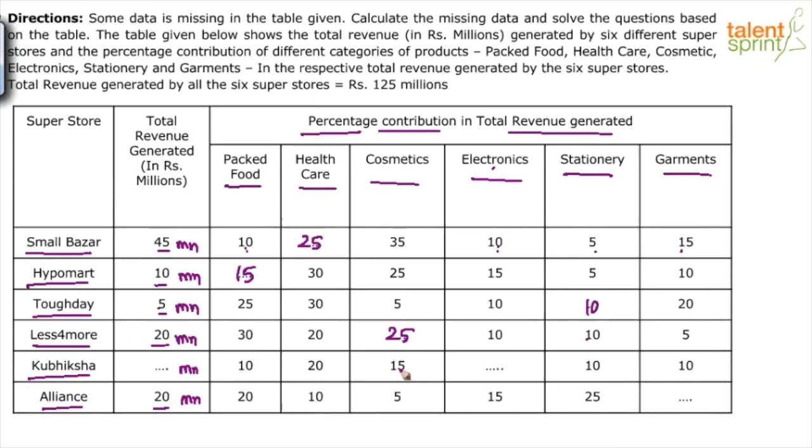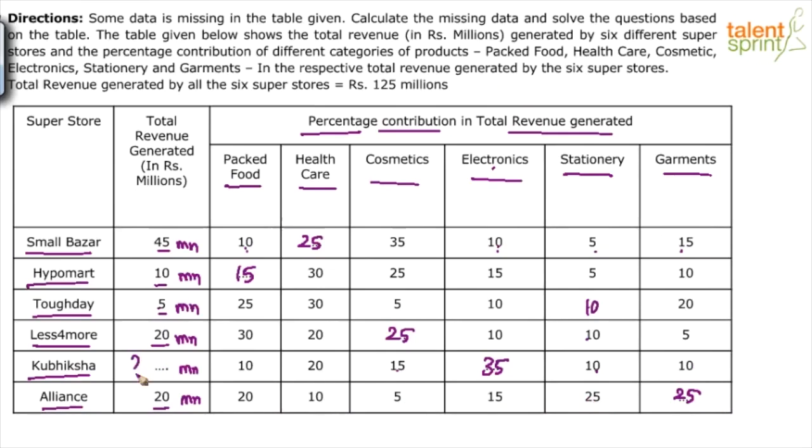10 plus 20, 30 plus 15, 45 plus 10, 55 plus 10, 65. So remaining is 35%. 20 plus 10, 30 plus 5, 35 plus 15, 50 plus 25, 75. So remaining is 25. But there's one more missing value.